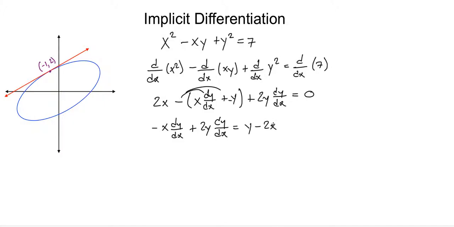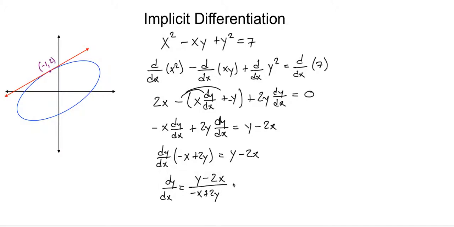Same as before, now that I've collected all my terms, I want to make sure that I factor out the dy/dx so I can get it by itself. So dy/dx is going to be my common factor here. So we'll just go ahead and say, all right, this is going to be negative x plus 2y, and that's going to equal y minus 2x. And if we divide both sides, I can say that dy/dx is equal to y minus 2x over negative x plus 2y.